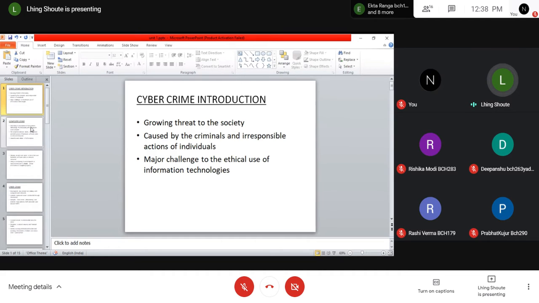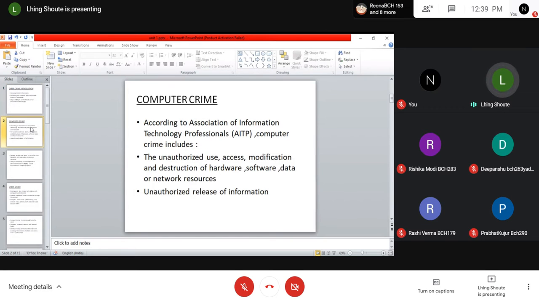So it also poses a major challenge to the ethical use of information technology. So information technology is very pervasive in our life. So cyber crime poses some massive challenge to the ethical use of this information technology. Okay, and then we have done computer crime. What are the computer crimes that are involved?